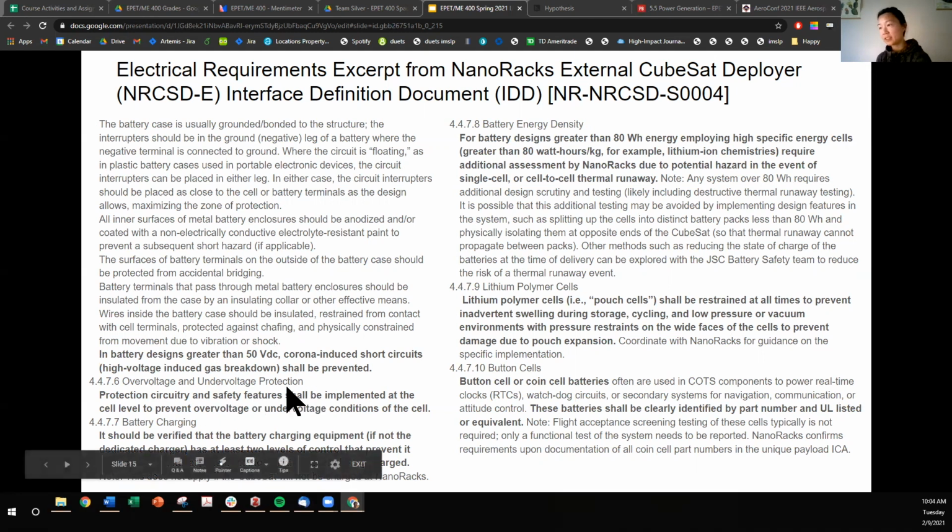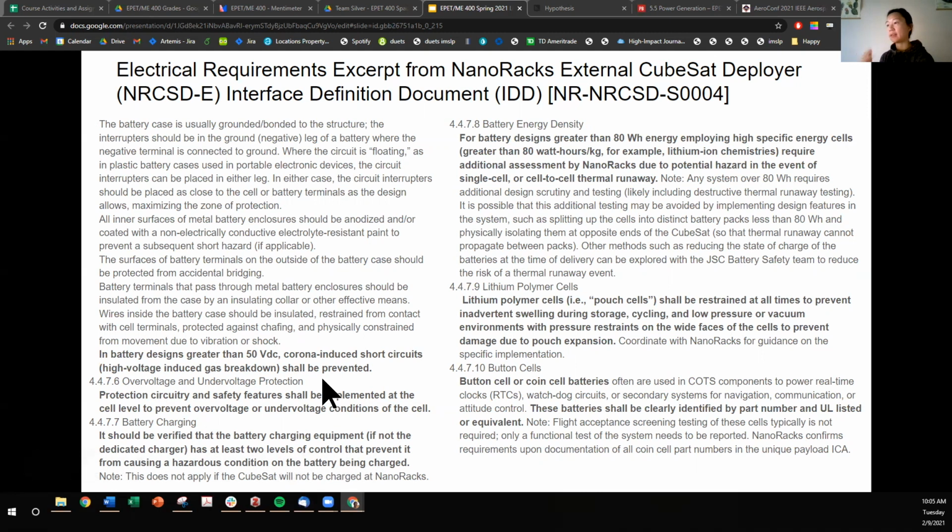Overvoltage and undervoltage protection. Protection circuitry and safety features shall be implemented at cell level to prevent overvoltage or undervoltage conditions of the cell. This can come as an algorithm and a circuit. You're measuring the state of charge of your cell, and you're shunting power if the cell has enough voltage and you don't want to overcharge it. Batteries don't like to be undercharged, so there's another protection: if you're drawing power from the battery, you don't want to draw too low, so you stop operations if your battery is below a threshold voltage.